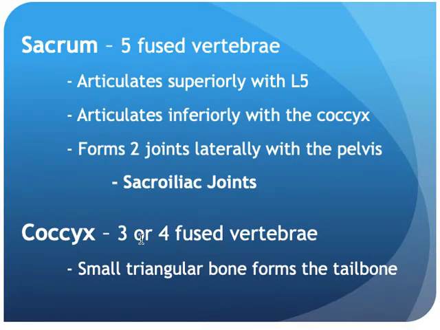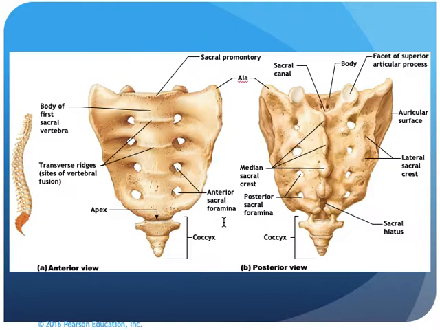Okay, and then my coccyx is my tailbone. 3 or 4 fused vertebrae, small triangular bone. And again, the tailbone is how most people are going to know this one. But here is a picture of my sacrum. So here is my little triangle bone. This is where my pelvis is going to come together and form those sacroiliac joints. This is where that lower lumbar vertebrae is going to sit. And then I have my tailbone or my coccyx kind of right at the bottom.